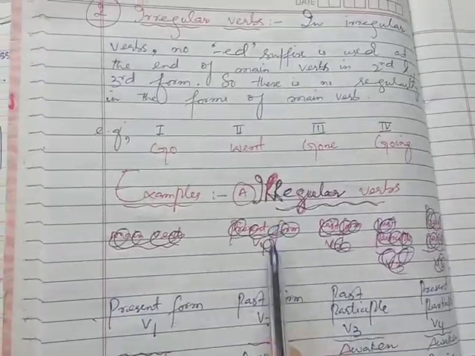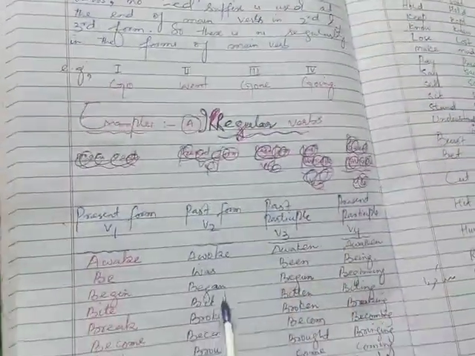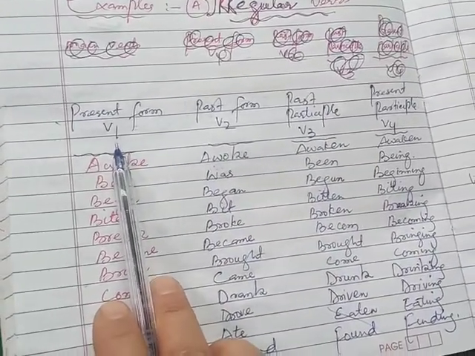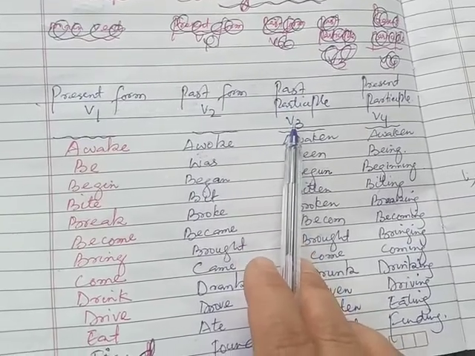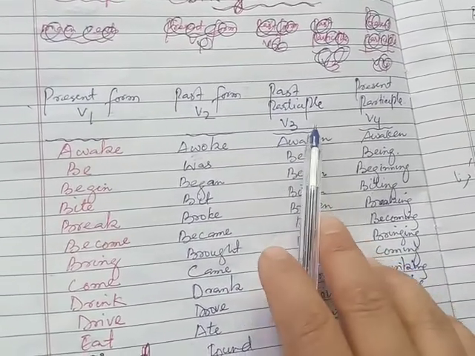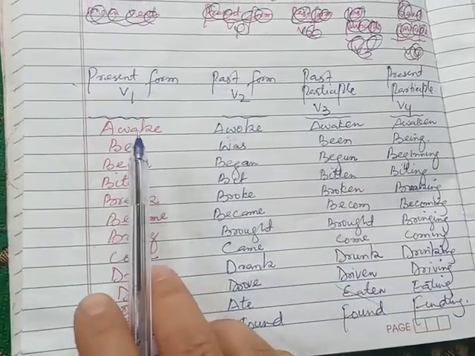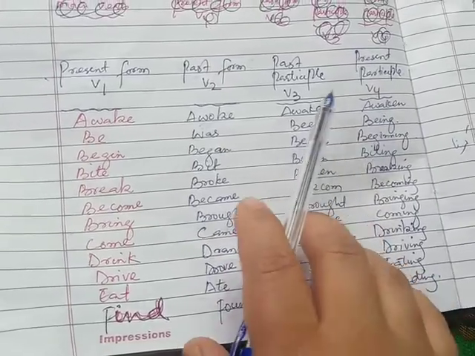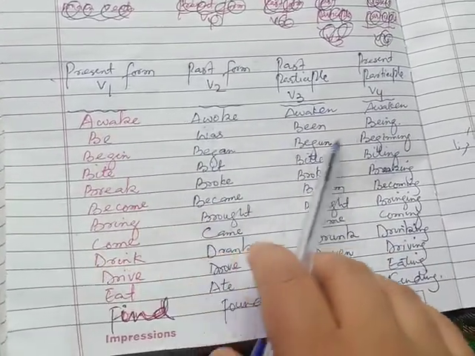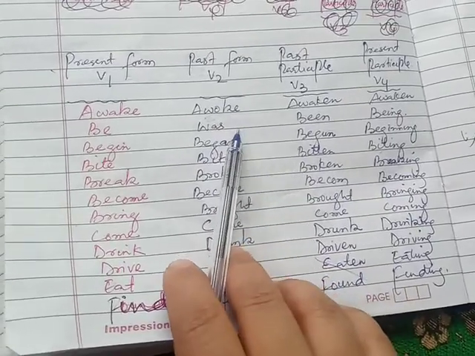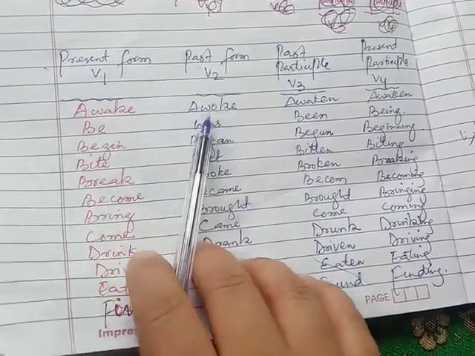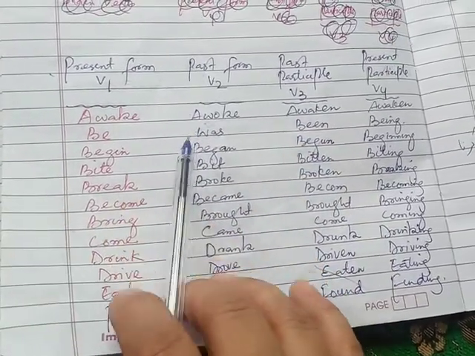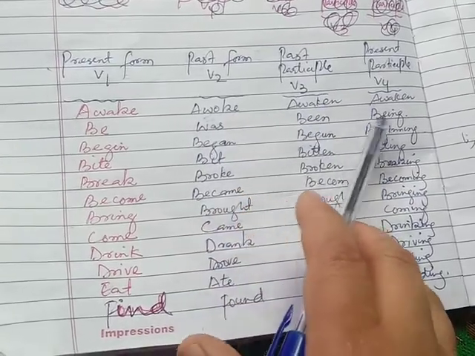Now here I have written down a list of irregular verbs. Look here, my dear students. Present form or V1, past form or V2, past participle form or V3, present participle or V4. Now, awake, awoke, awoken, awaking. So this is an irregular verb. Why is this an irregular verb? Because there is no particular regularity in the forms of the main verb, a particular order is not followed, or in other words, no suffix is added at the end of these forms.